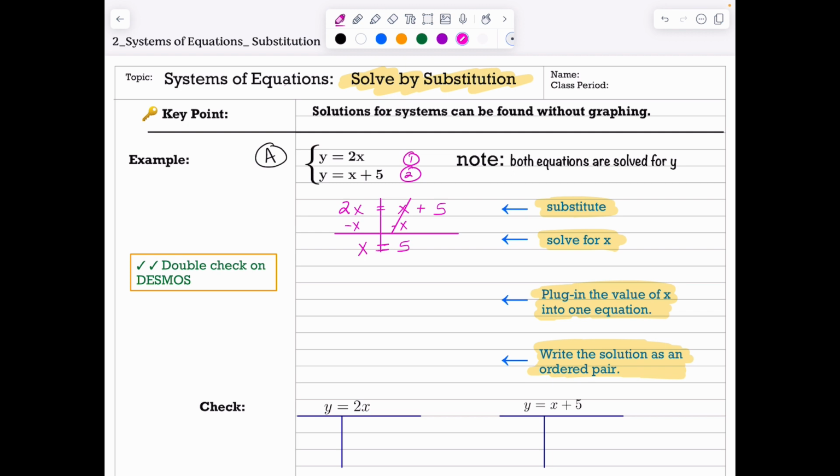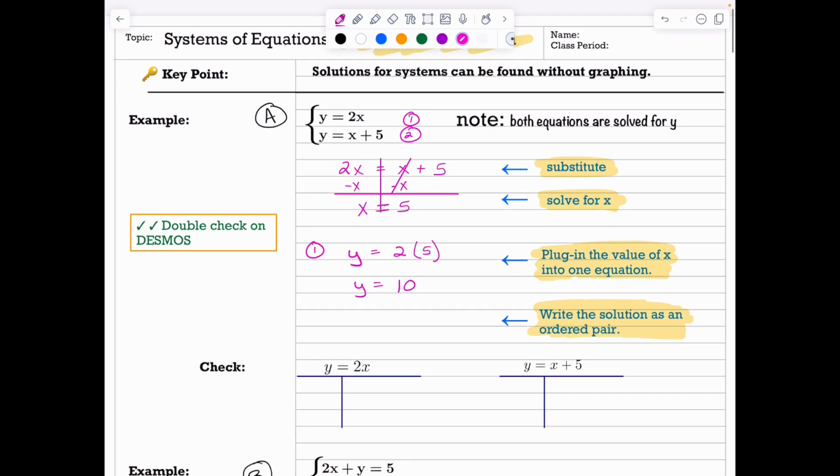In order to solve for y, I plug in 5 into one of the equations. I'm going to choose equation number 1. And in the place of x, I'm going to substitute in a 5, so that y is equal to 10. Lastly, I bring it all together as an ordered pair.